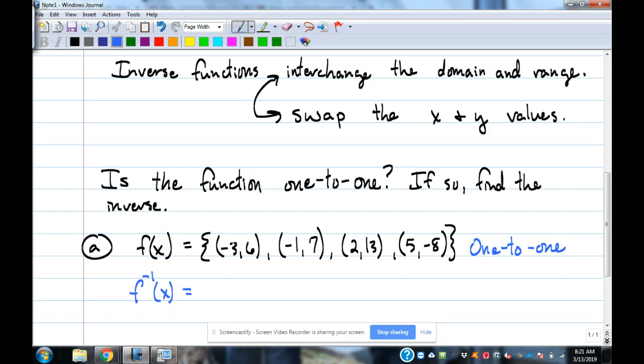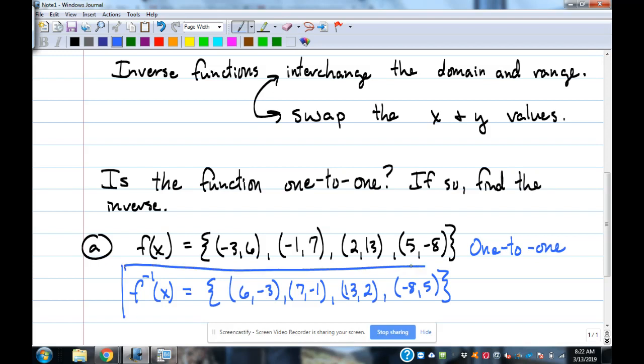And what does the inverse do? It swaps x and y. So the new ordered pairs are just going to take these x's and y's and swap them. So it'll be (6, -3) for the first one. And the next one will be (7, -1), (13, 2), and (-8, 5). And there we have found the inverse function for that one-to-one function.